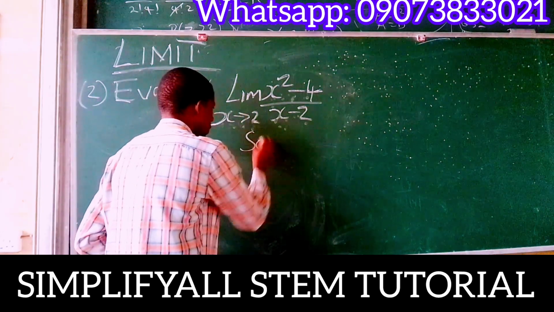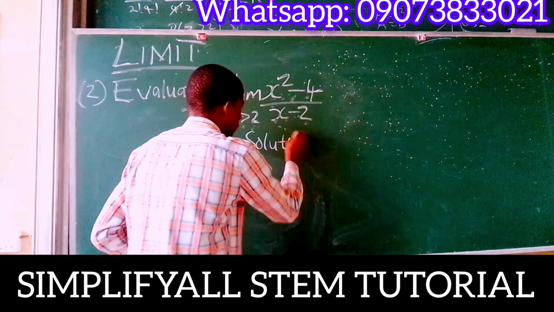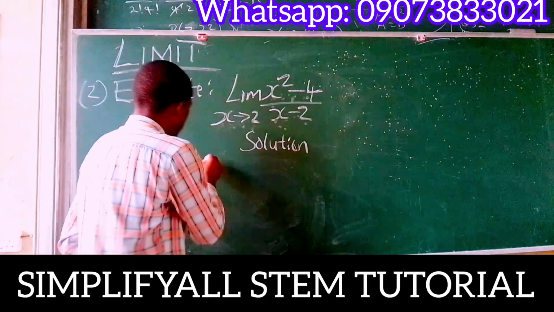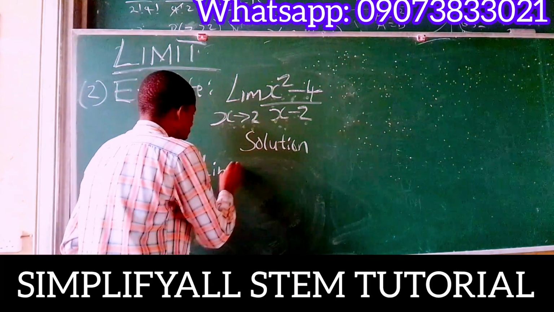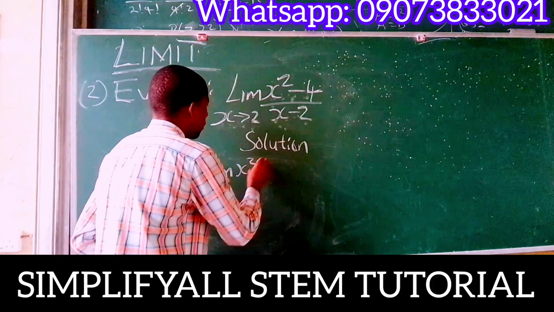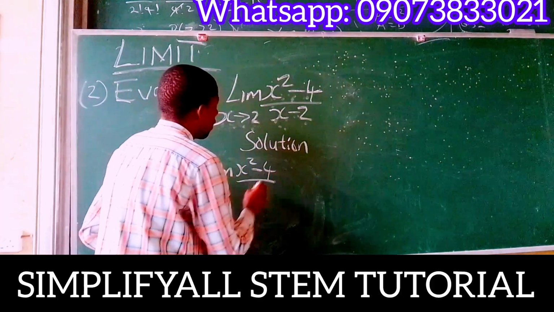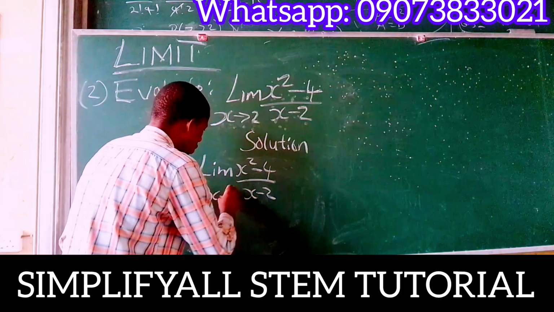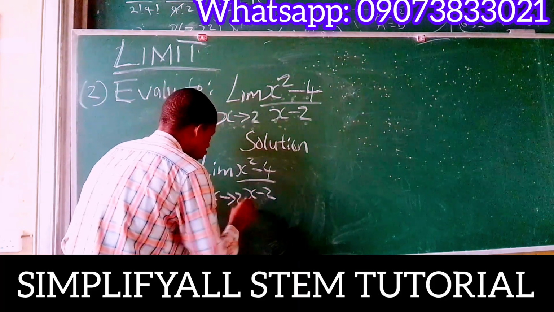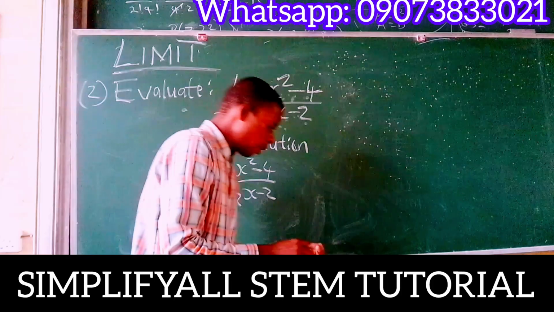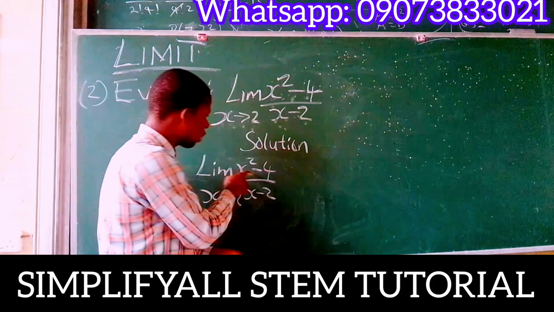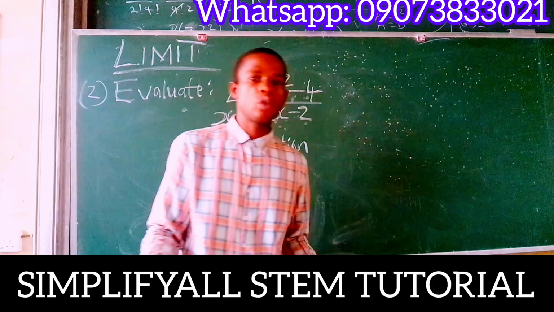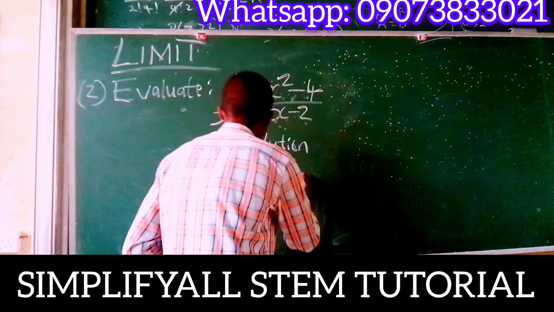Solution. Please pay attention. This question is very vital in calculus. Now let's look at it. We have the limit of x squared minus 4 all over x minus 2, as x tends to 2. Now, if you look at the question, we see that x squared minus 4 is in the form of a difference of 2 squares.